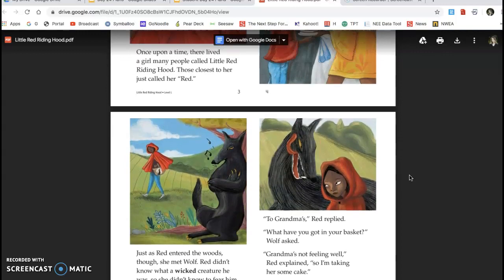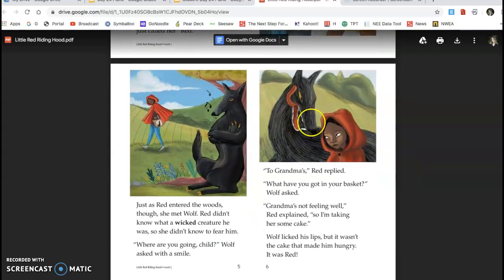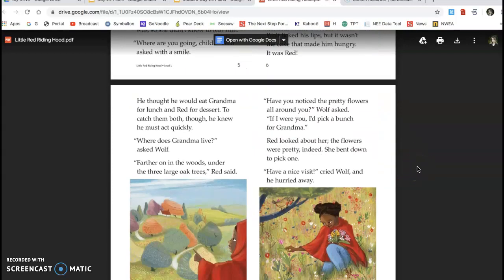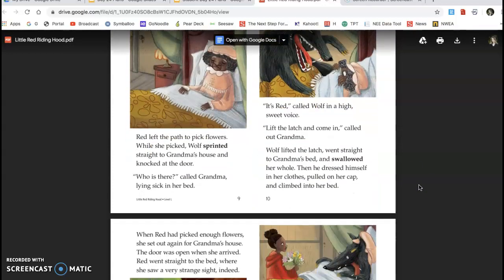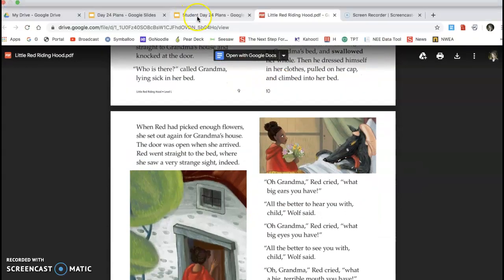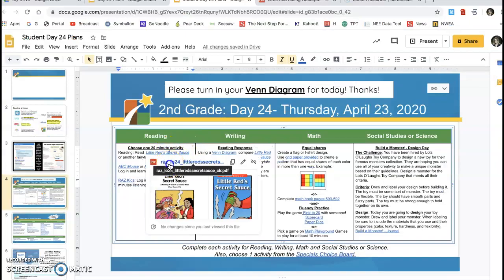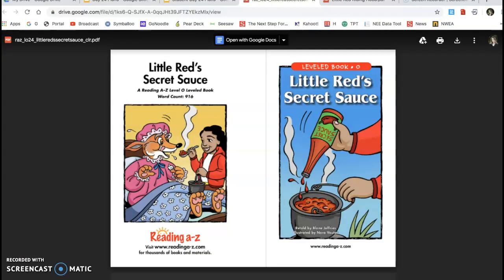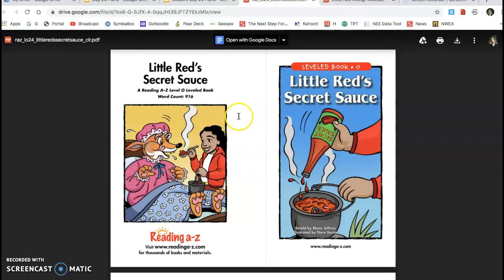So even like here, the first one would be, she walks through the woods to go to her grandma's house. She runs into the wolf. She picks flowers, goes to see her grandma, and you can kind of, from there, just kind of note any big moments that you think you might forget. And then after you've read that, you will be reading Little Red's Secret Sauce. Now, if you already did read Little Red Riding Hood yesterday, then you don't need to read Little Red Riding Hood here. You can just read this story.